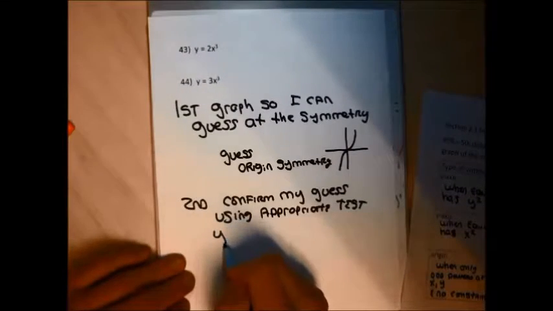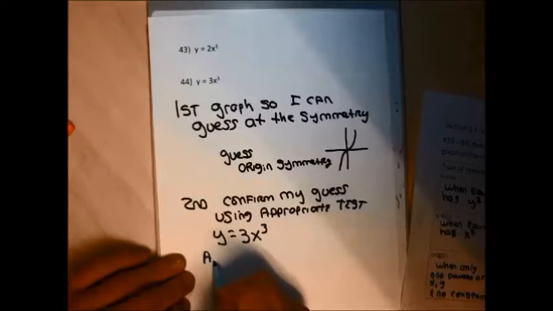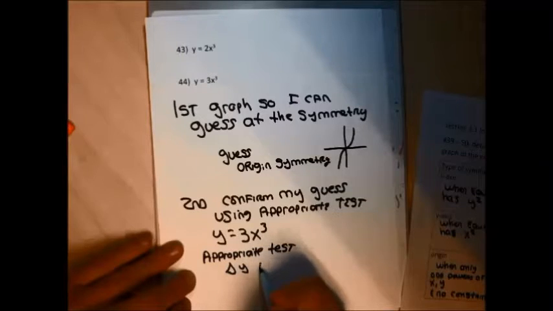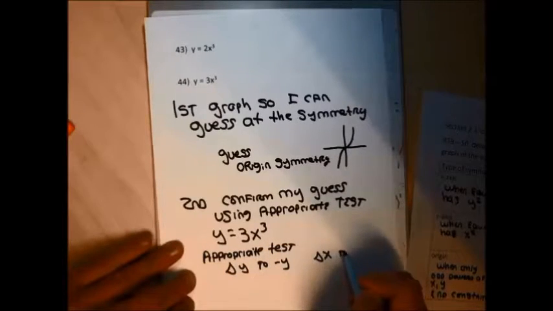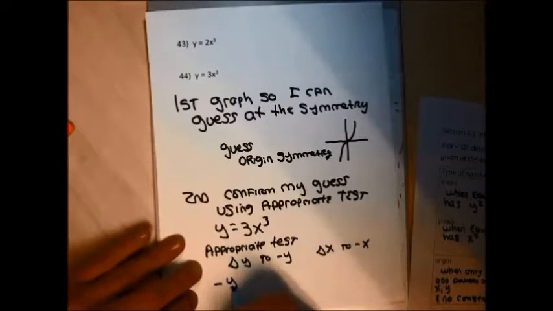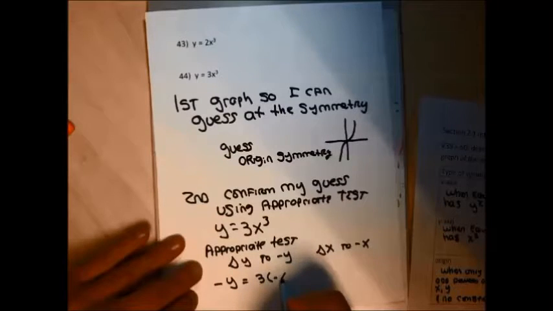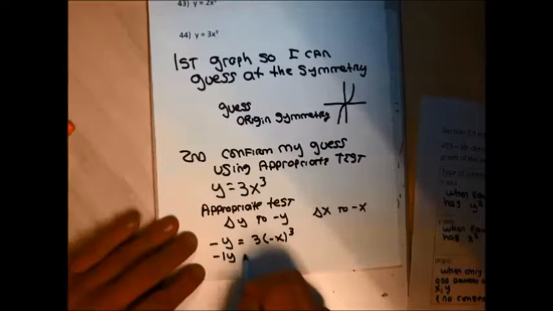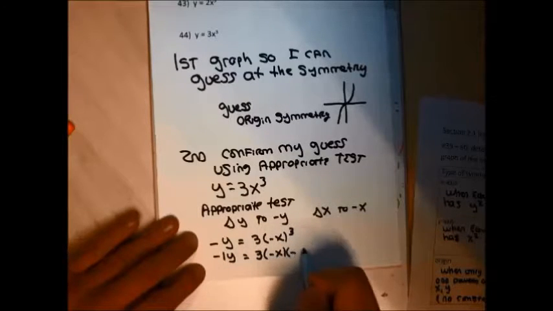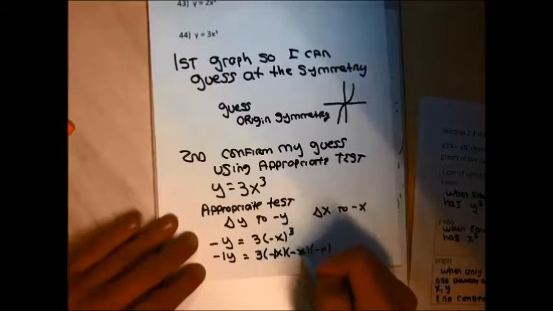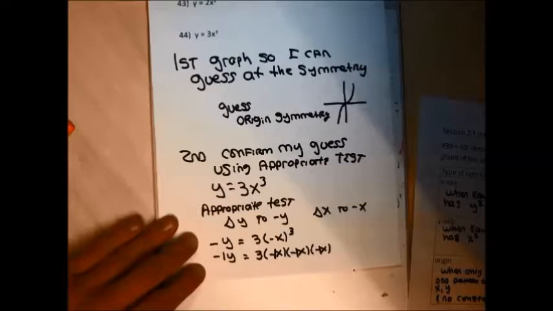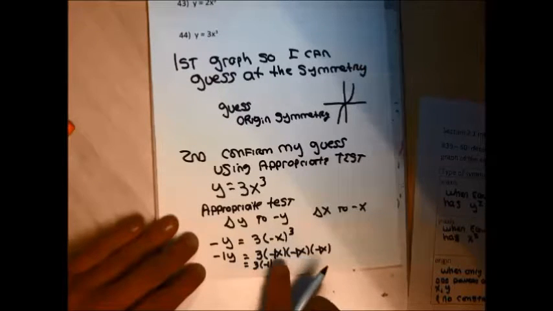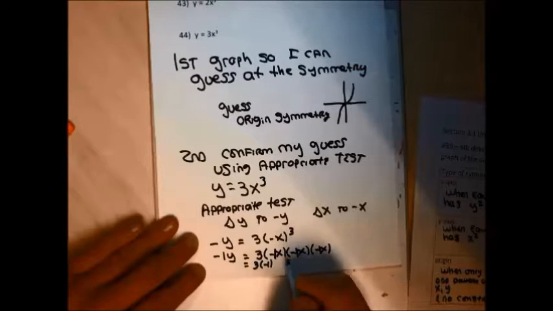So the original problem is y equals 3x cubed. The appropriate test for origin symmetry is to change the y to negative y and to change the x to negative x and reduce. So I'm going to go negative y equals 3 times negative x cubed. And for me, it's going to help on the left side if I write negative 1y. And on the right side, I'm going to write negative x times negative x times negative x. And better yet, negative 1x times negative 1x times negative 1x for the x cubed. When I multiply the negative 1's together, I get a negative 1. So I'm going to get 3 times negative 1 for the cubing this, or negative 3, and x times x times x is x cubed.